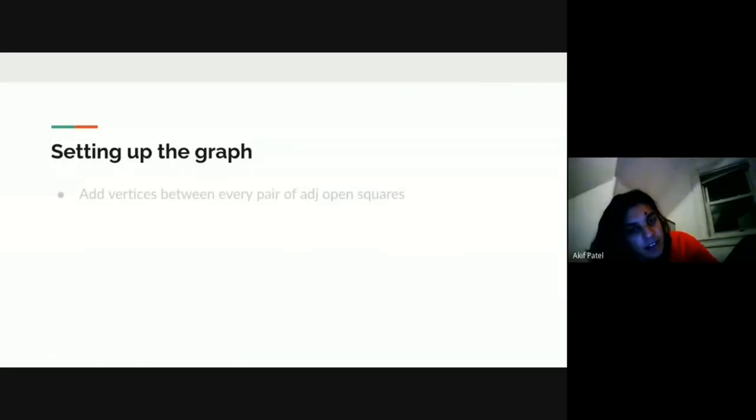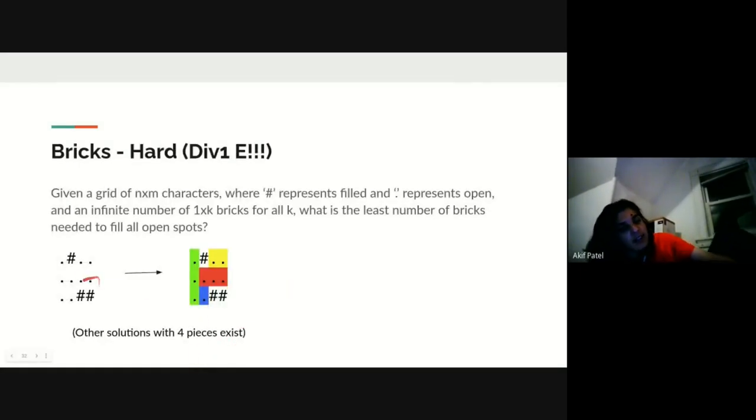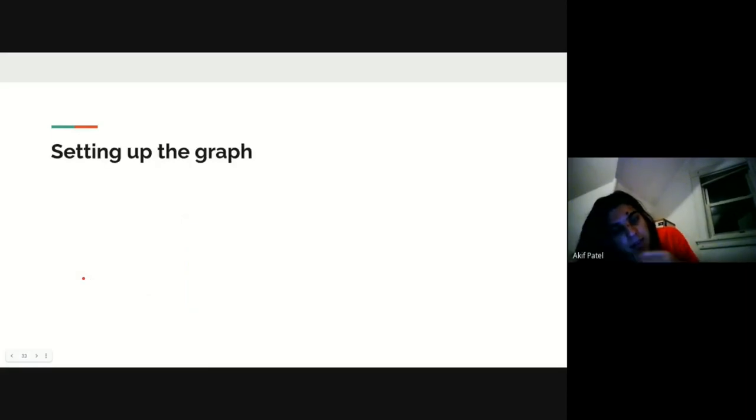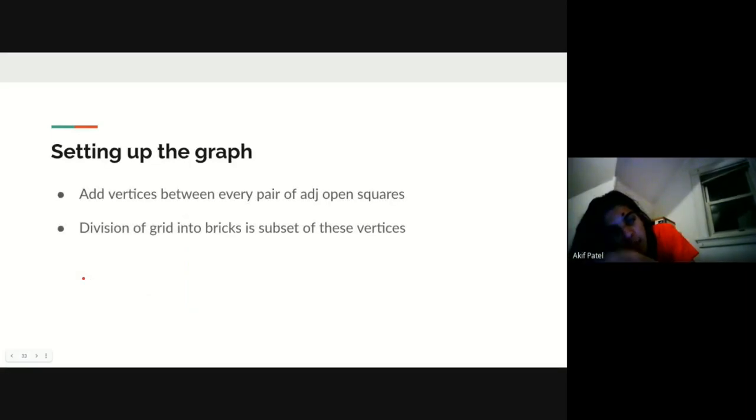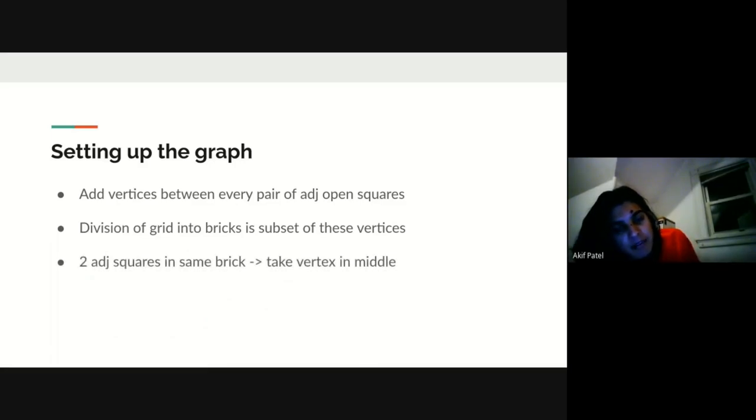Okay, so setting up the graph. You want to make vertices between every pair of open squares. So instead of making the dots themselves the nodes, you make the gap between them a node. And when you're thinking of dividing the grid into bricks, it's like a subset of these vertices. If you take a vertex from our graph, that means joining the two squares next to each other together, as in taking them as part of the same brick. And if you don't take that vertex, these two are in separate bricks.